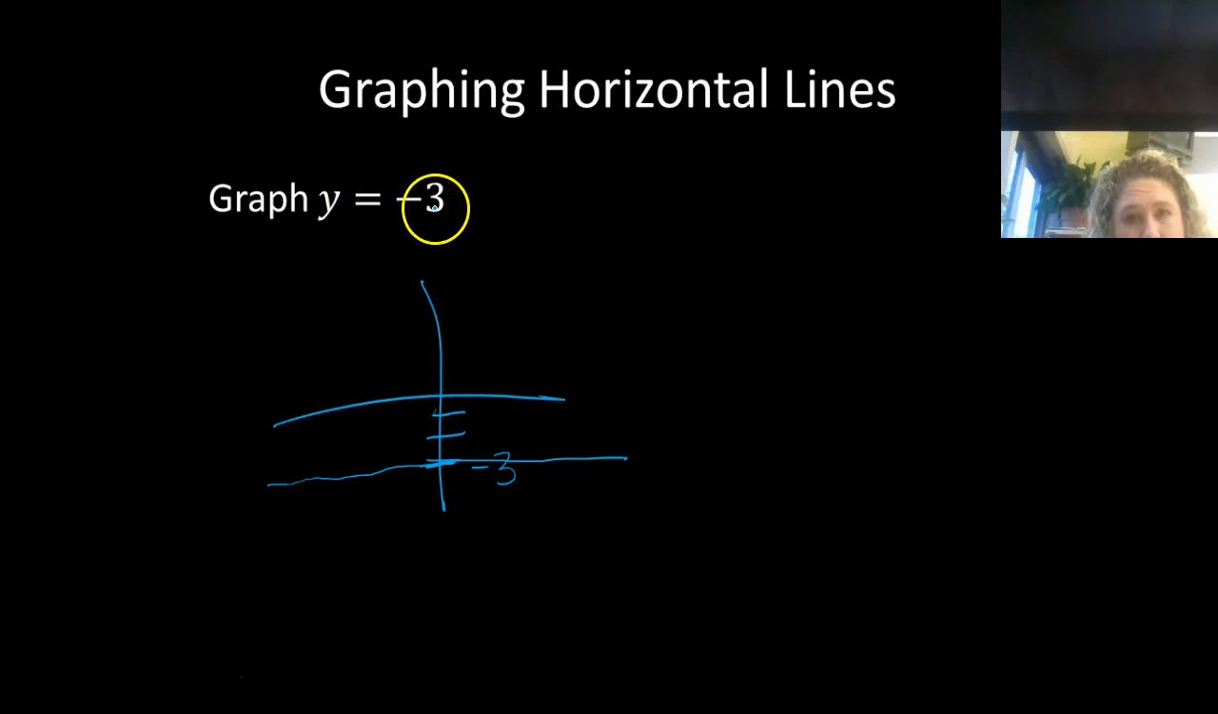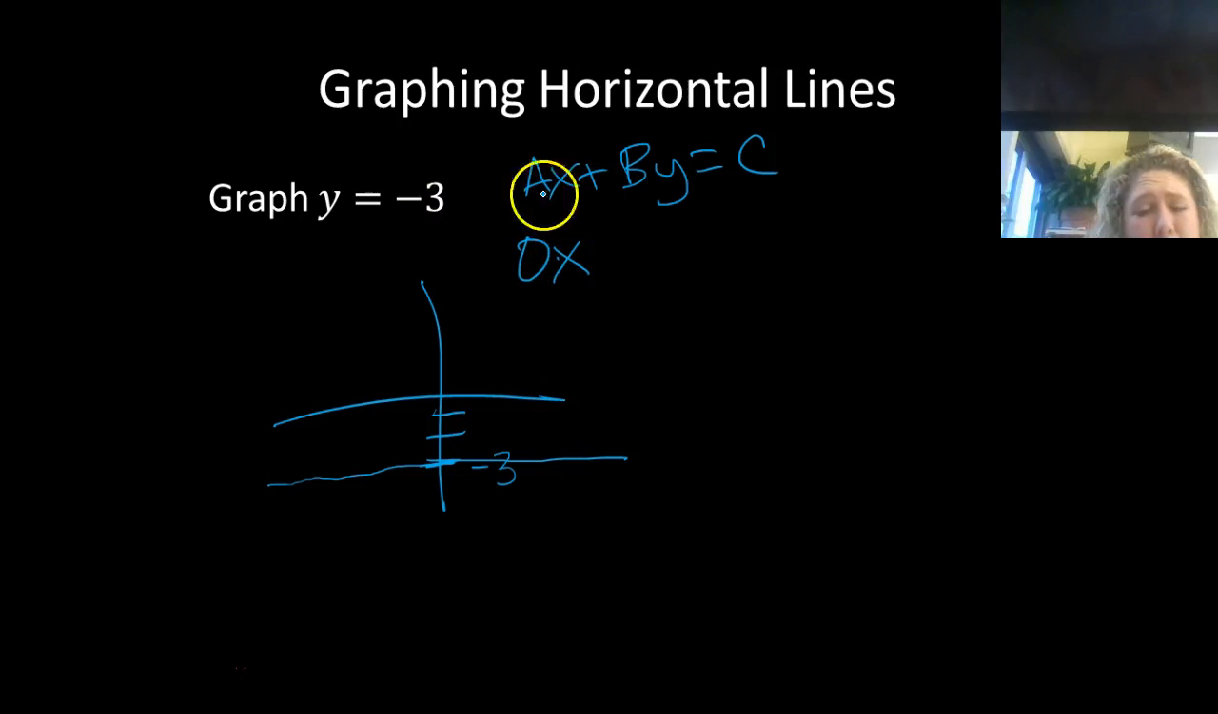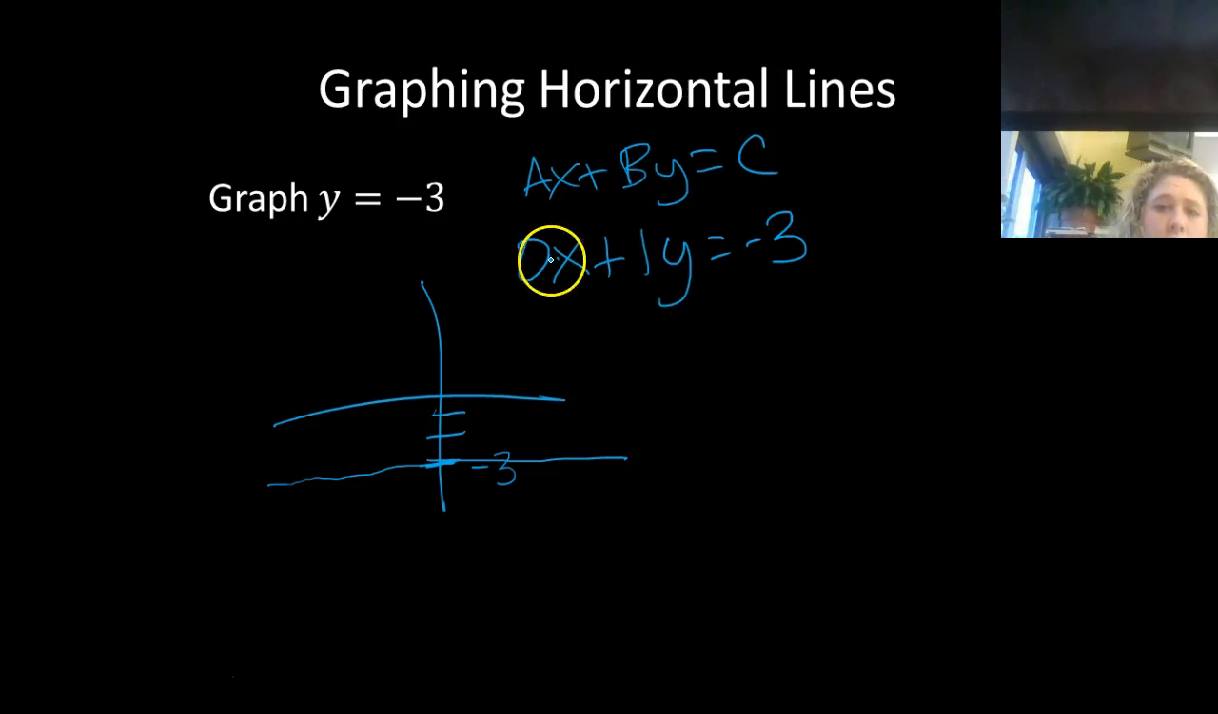y equals negative 3. Form ax plus by equals c. My a is going to equal 0 because 0 times x is 0. We don't even have to write it. Plus 1y equals negative 3. So plug in 0. We would get y equals negative 3 when x equals 0.